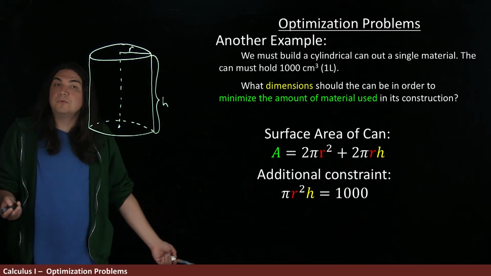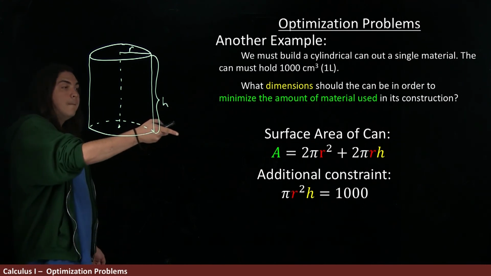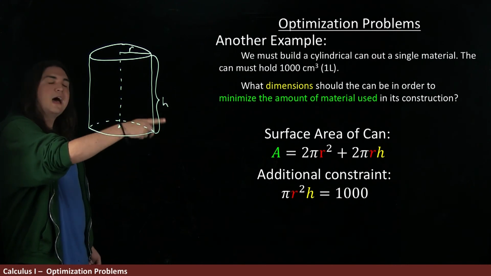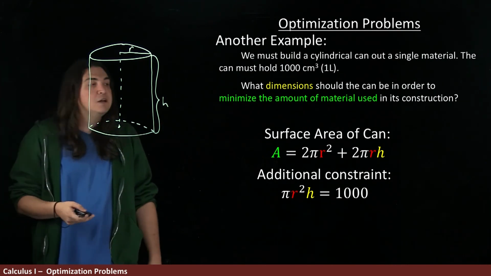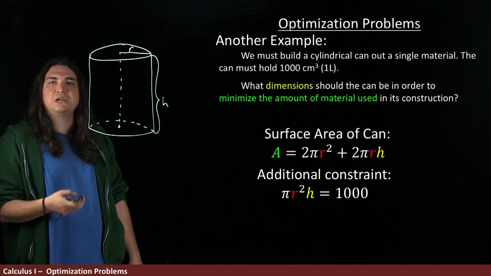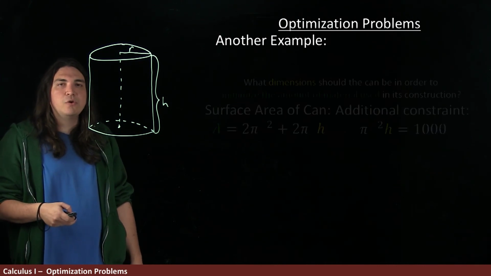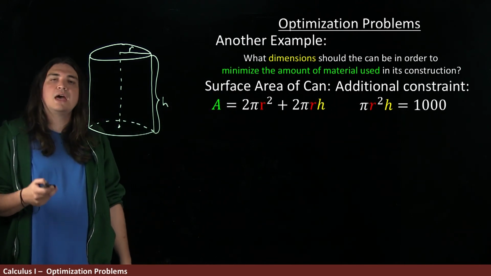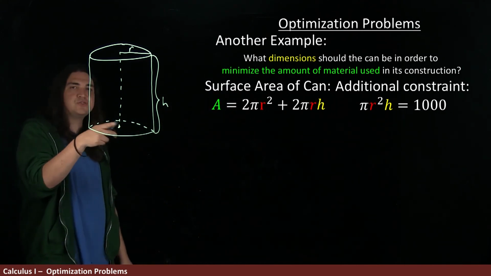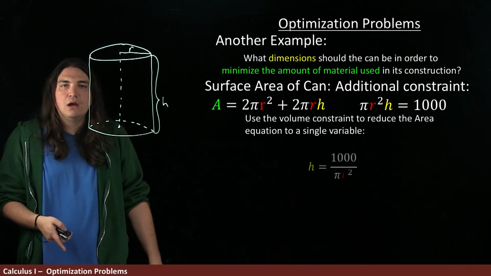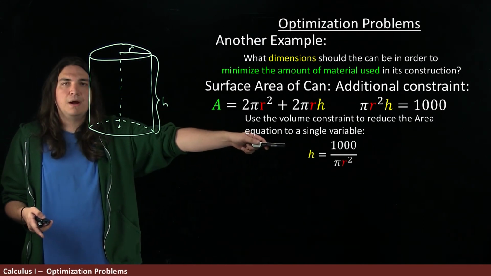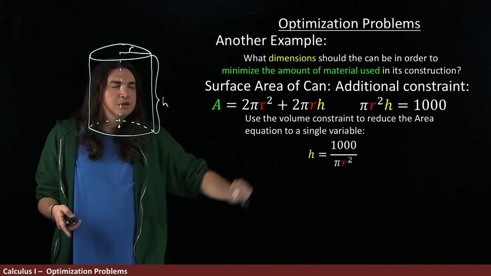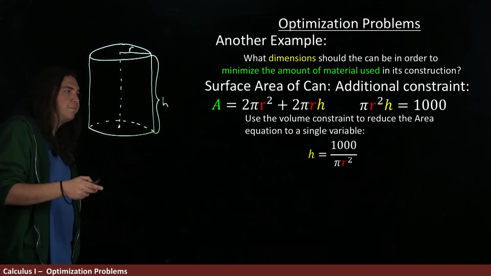Okay, I've got my two formulas. Let's get to work. My next step: I want to take this optimization equation, the surface area, and make sure it only has one variable. Just to make the algebra easier, I'm going to take this constraint equation and solve for h, because that's just one easy step. I divide both sides by pi r squared and I get this. This is me solving for h in the constraint equation.